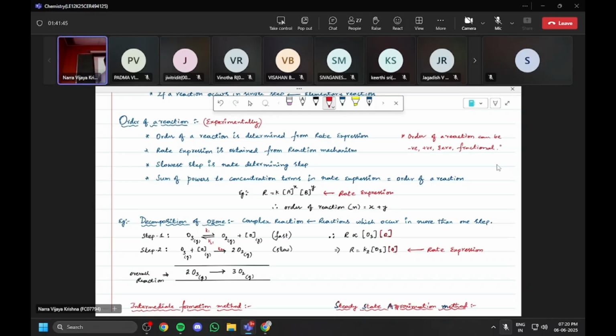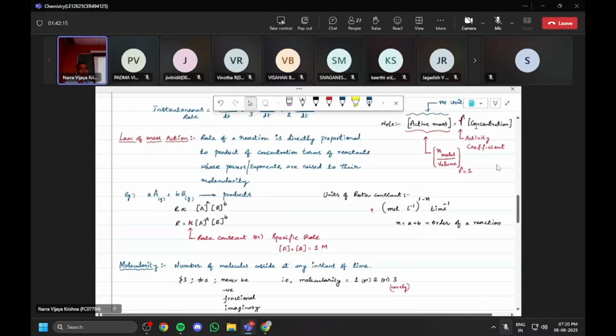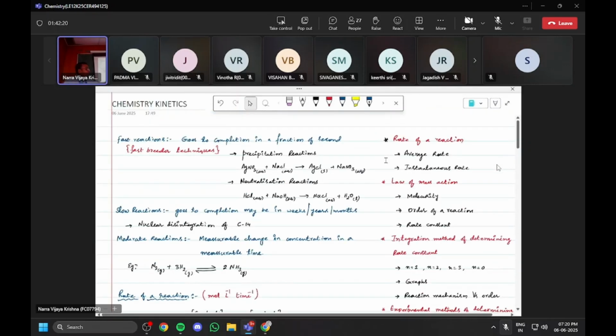Negative, positive, 0, fractional. Right? But molecularity will always be 1, 2, 3. Order can be anything. But don't write imaginary terms, sin theta terms. Such things will not be. No trigonometric functions. Remaining all are possible. Clear? Any questions, sir, in this? So we are done with order and molecularity and rate constant. Clear? So the second part is over.